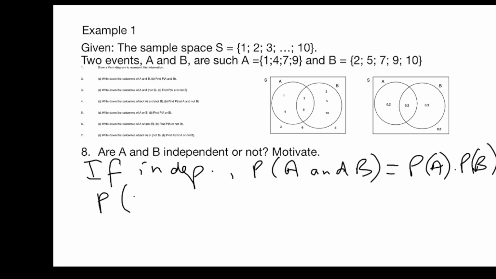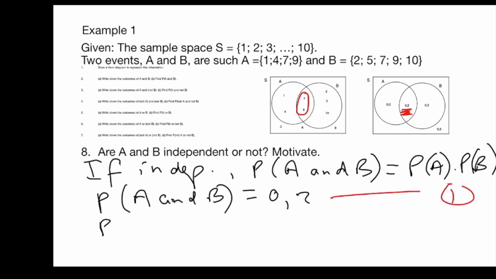So the left-hand side is probability of A and B. Right, we did work it out earlier on. The probability of A and B, we said will be 0,2. It's 0,2. This is A and B there. So these numbers are in A and B. So it's 2 of them out of 10. So it's 0,2. And the right-hand side is probability of A multiplied by the probability of B.